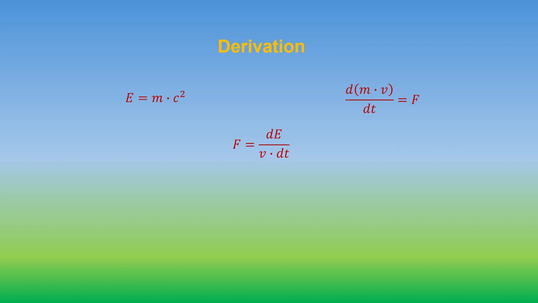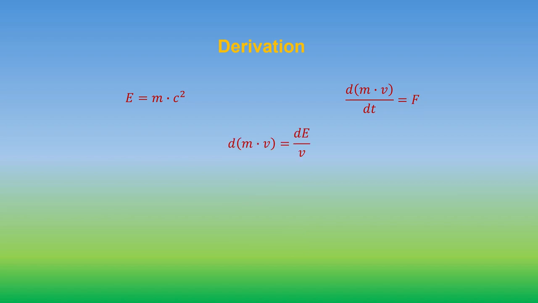Let's go back to our modified second law. d(mv) over dt equals F. We substitute F in this equation and we get d(mv) over dt equals dE over v times dt. We can eliminate the factor dt on both sides of the equation. d(mv) equals dE over v.